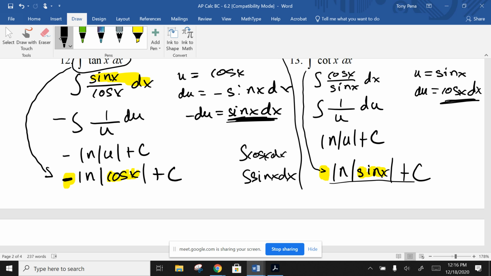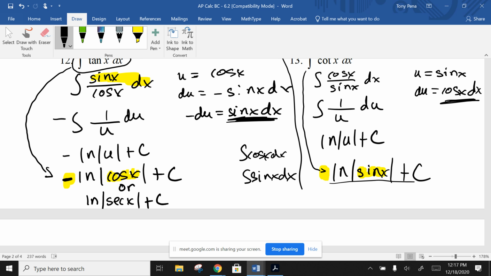There should be a negative there, as I'm rushing through, I forgot something here. Also go back to number 12 and put a little note right here, because you will see this antiderivative written a little bit differently sometimes, and you want to recognize that. This could also be written as a positive natural log of secant plus c.